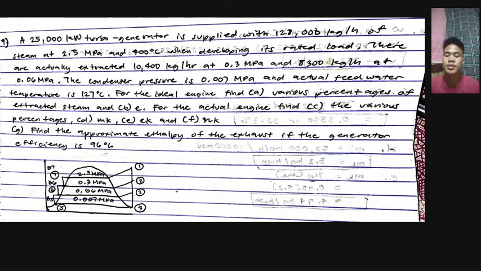For the ideal engine, find A, the various percentage of extracted steam, and B, E for the actual engine, and C, find the various percentage, D for MK, E for EK, and F for NK. And next, G, find the approximate enthalpy of the exhaust if the generator efficiency is 96%.